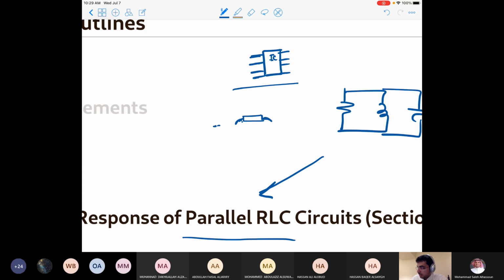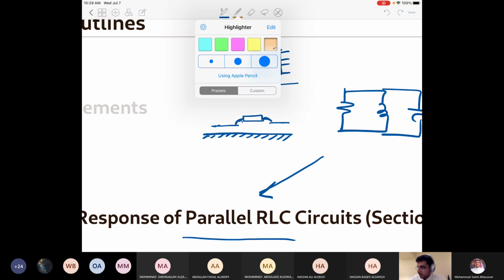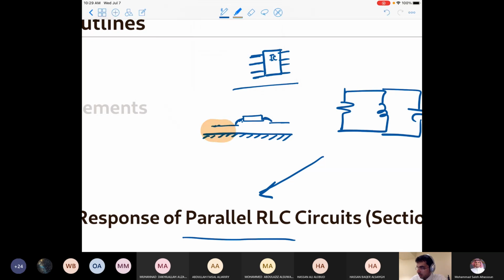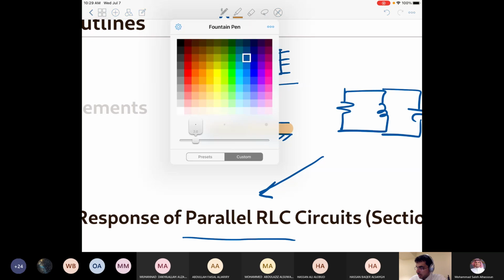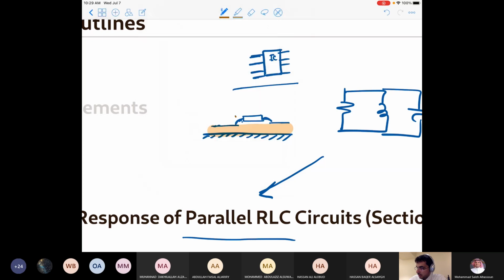Then there are some insulators here, and there is some metal here. This metal is called the ground. This is an insulator. So what happens here is that the connection with the other elements has some sort of resistance and inductance associated with it.